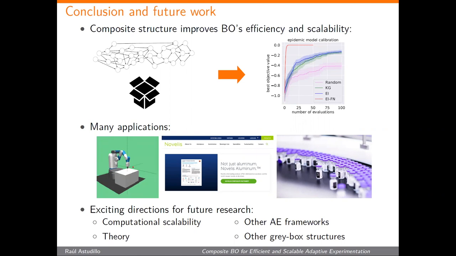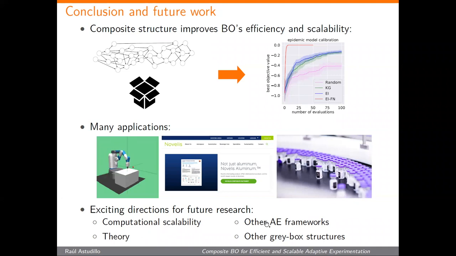As Ilja was asking about the number of outputs of this intermediate function, when the number of outputs is very large, that can become very computationally demanding. So in order to really be able to use these methods in large scale problems, we're gonna have to develop new computational techniques that allow us to handle those scenarios. I also believe there's an opportunity to develop deeper theory in this setting. I'm very happy to see that other people are becoming interested in improving regret bounds and convergence results for gray box Bayesian optimization methods. And definitely there's still a lot to do in this area.